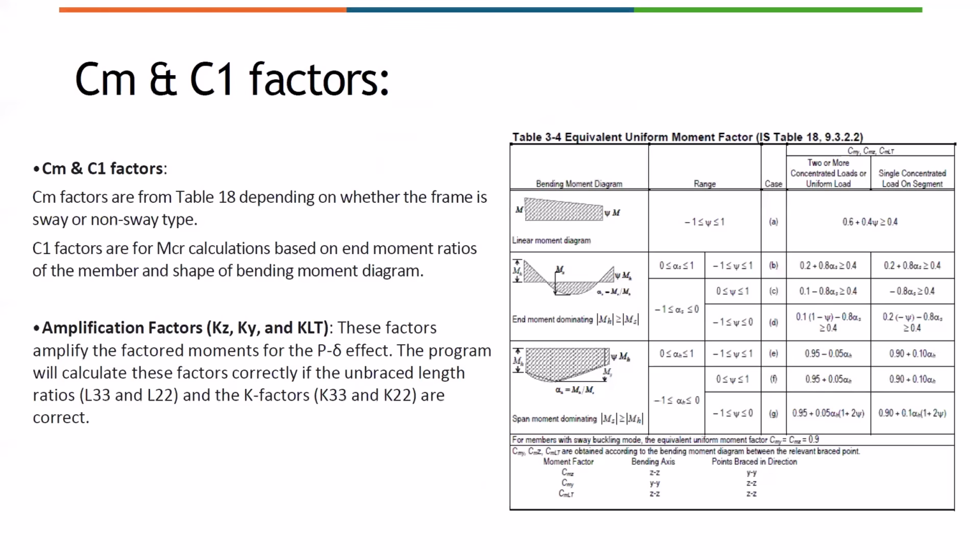Okay, next are the CM and C1 factors. These factors are also calculated within the program. It depends whether the frame is a sway or a non-sway type, and the appropriate CM factors are calculated from the IS code table number 18. And also the amplification factors for the second order effects are captured.